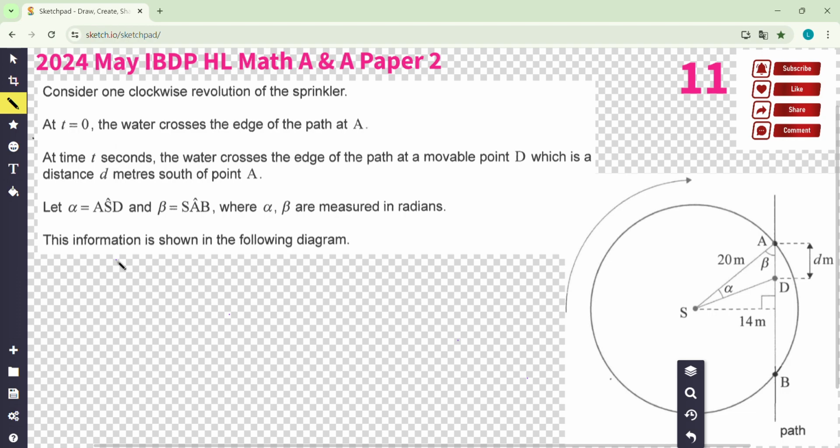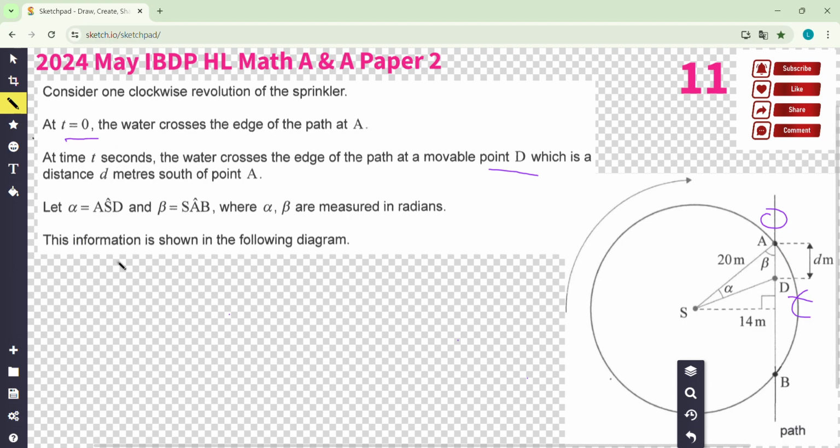We continue our journey for question 11. On the next page, we have this description. Consider one clockwise revolution. At t equals 0, remember, mark down all the things not in the diagram. At t equals 0, it is at A, so A is 0 time. After t seconds, it passes through and goes to D. Going to D is the time t. These two things need to be marked down here.